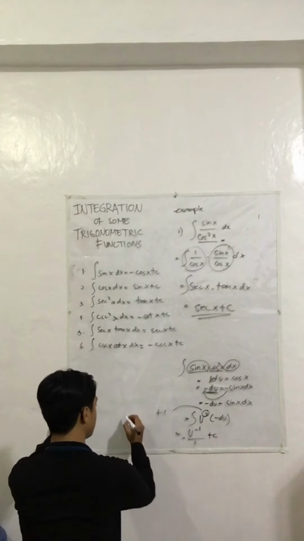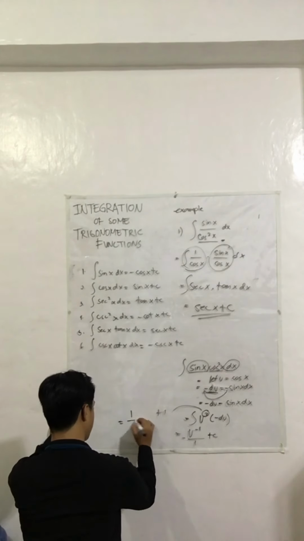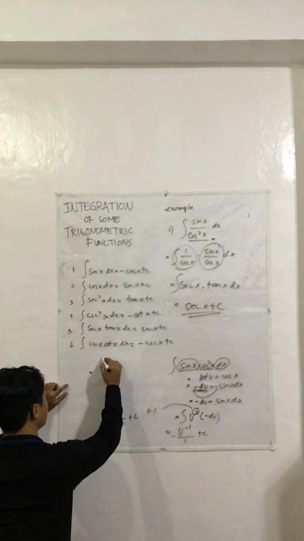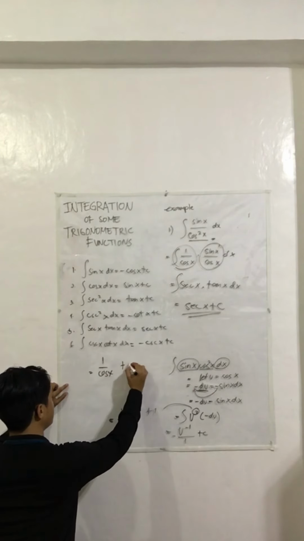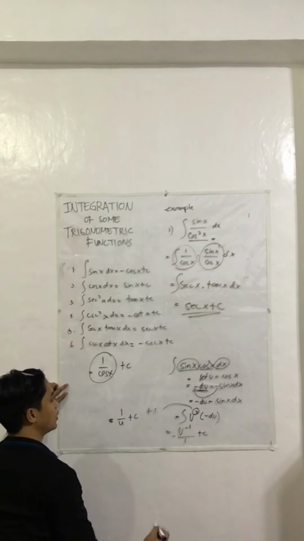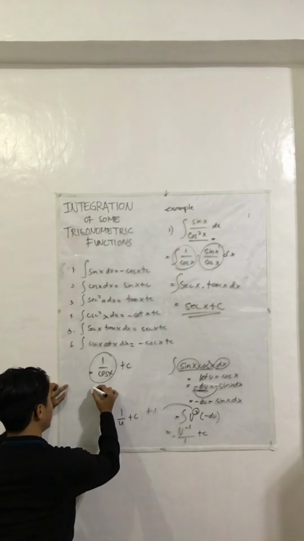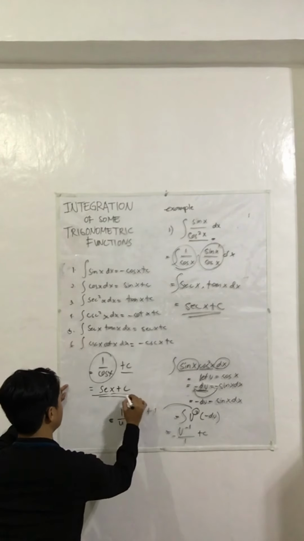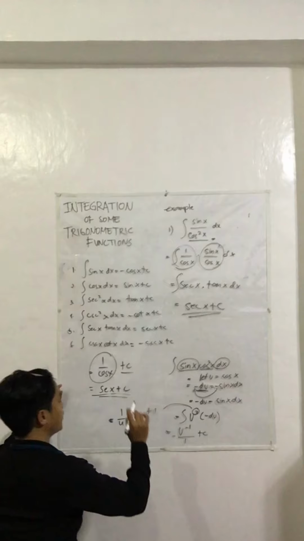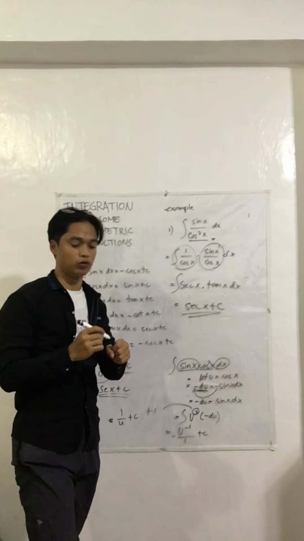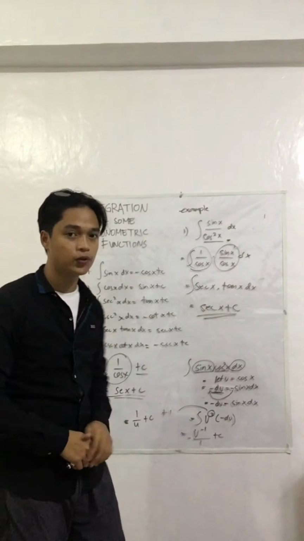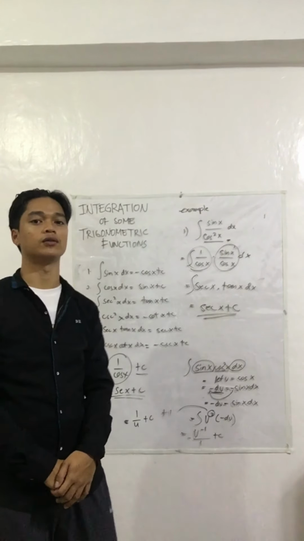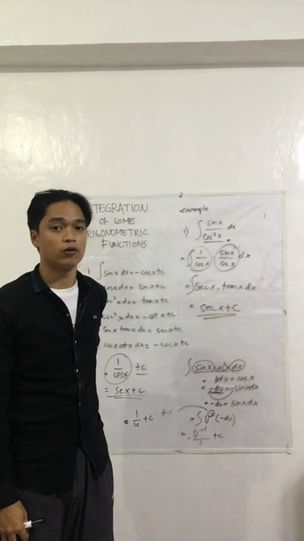So the result will be 1 over u plus c. So yung 1 over u is 1 over cosine x plus c. So dito, i-apply natin yung reciprocal identity. So magiging secant x plus c. So yung second method tsaka yung first method is parehas lang. So tama po yung solution natin. So thank you po. Yan po lahat yung discussion ko about sa integration of some trigonometric function.